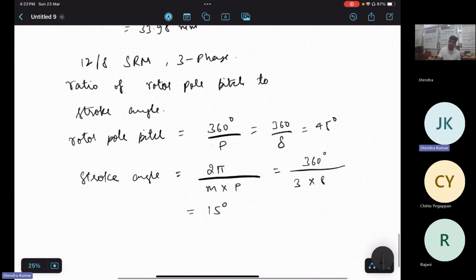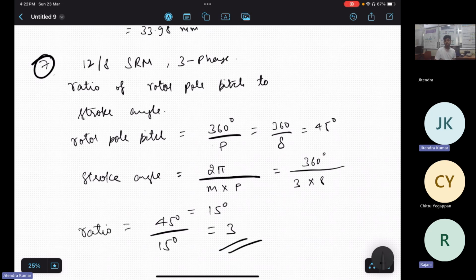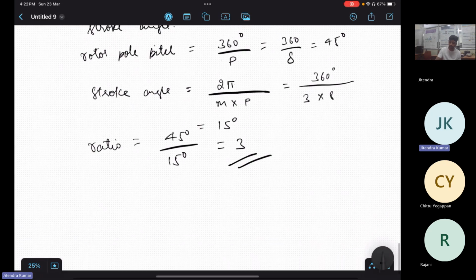So now we can calculate the ratio. So the ratio will be 45 divided by 15. So it will be 3. Okay, sir. Great. So any doubt here, Chitu? Do you have any doubt in this? No, sir. It is clear. Great. So let us move on to the next part.